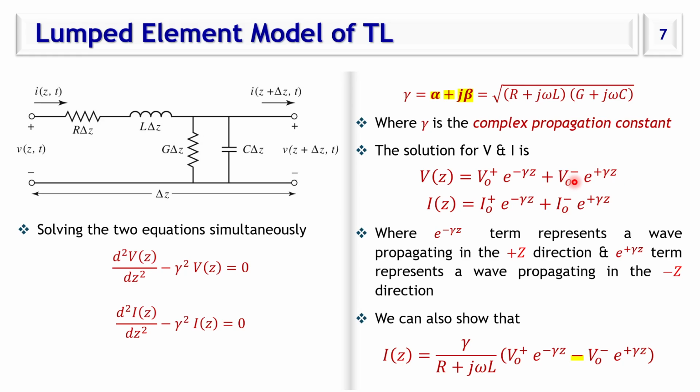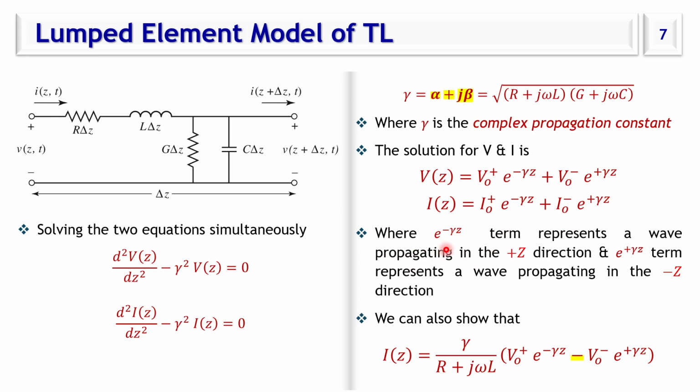And each solution has its own constant. So the general solution for the voltage would be a certain constant for the first solution, e to the minus gamma z, plus a second constant for the second solution, e to the plus gamma z. We're going to shortly also see why we denote this one negative, or minus, and this one positive. Same form of equation for current. The general solution for the current on the transmission line takes this format also.